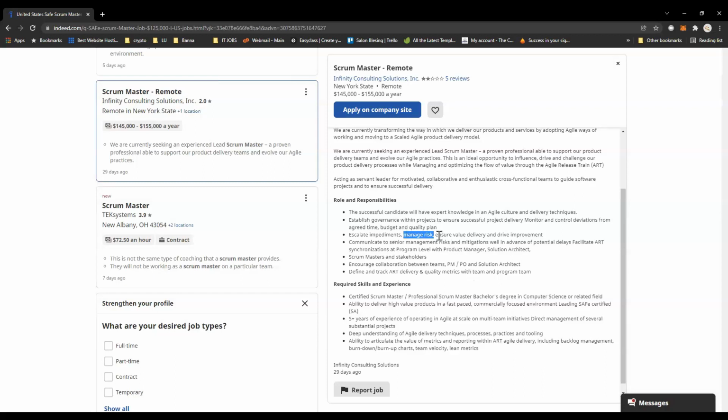Now, ensure value delivery and drive improvement. Value delivery is just making sure that whatever you commit to, you deliver. If I ask you, because you guys are going to interview now, how do you draft improvement in your team? Rosalind, how do you draft improvement in your team?